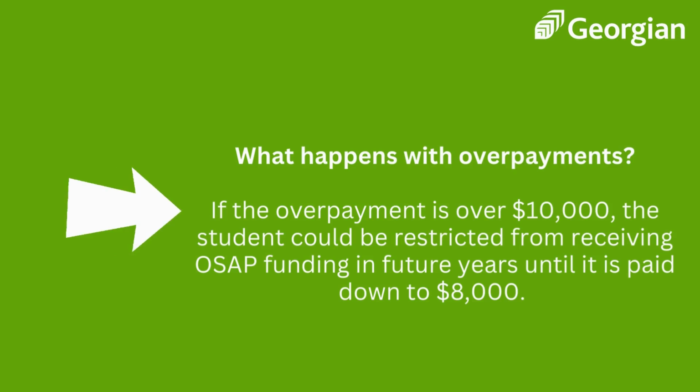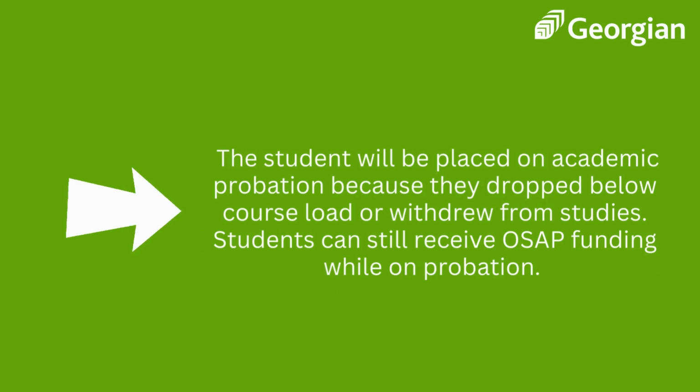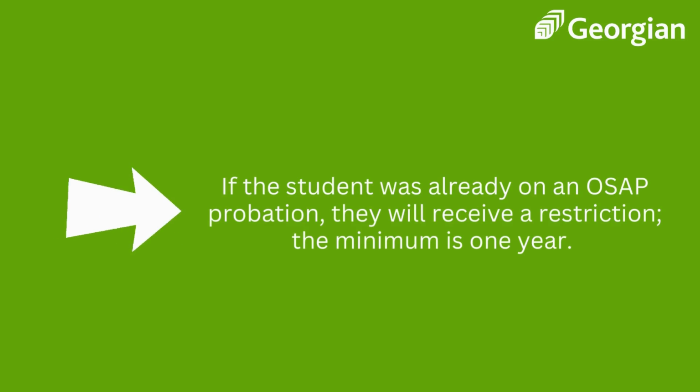What happens with overpayments? If the overpayment is over $10,000, the student could be restricted from receiving OSAP funding in future years until it is paid down to $8,000. The student will be placed on an academic probation because they dropped below course load or withdrew from studies. Students can still receive OSAP funding while on probation. If the student was already on an OSAP probation, they will receive a restriction. The minimum is 1 year.